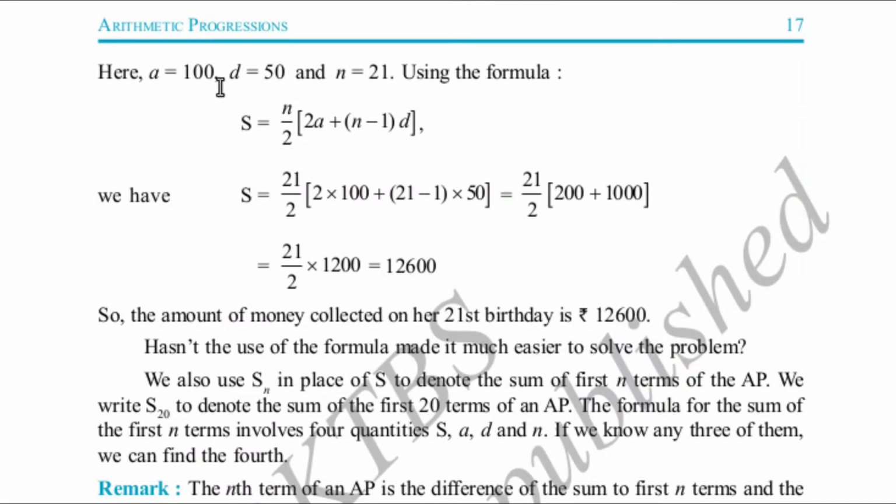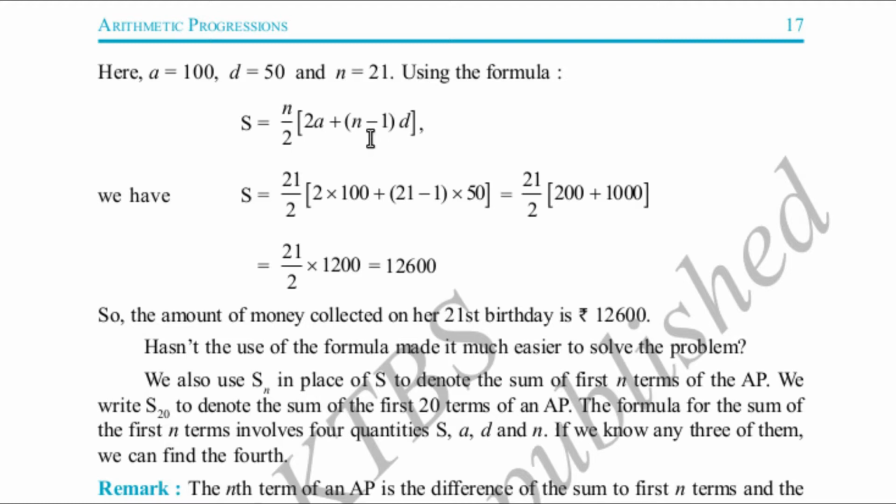Here A is 100 rupees. That is, the first term is 100 rupees. Shakila put 100 rupees into her daughter's money box in the first year. And the common difference is 50 rupees. So there are 21 terms. In the first year she put 100 rupees, second year 150 rupees, in the third year 200 rupees, in the fourth year 250 rupees, and so on till the 21st year.